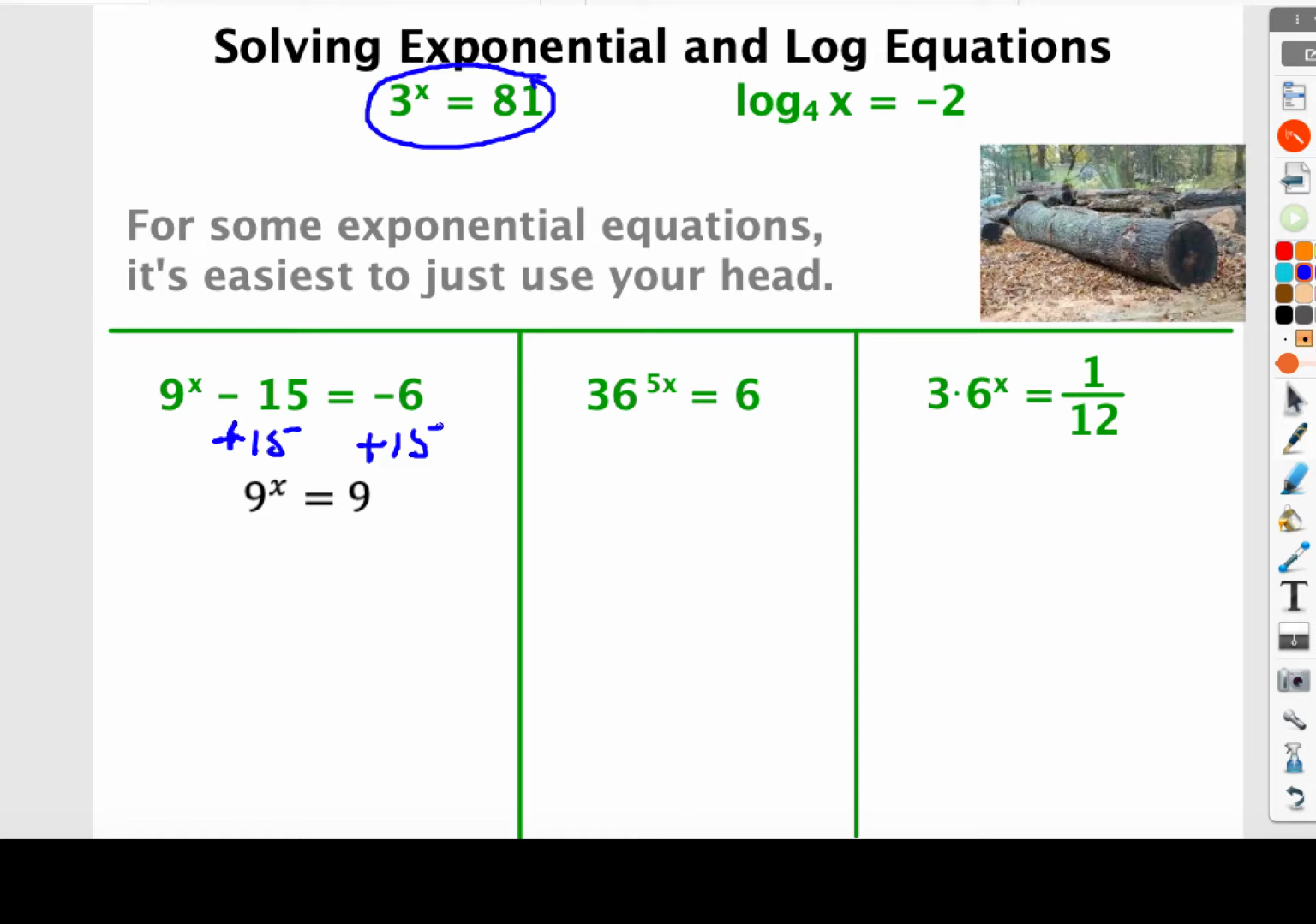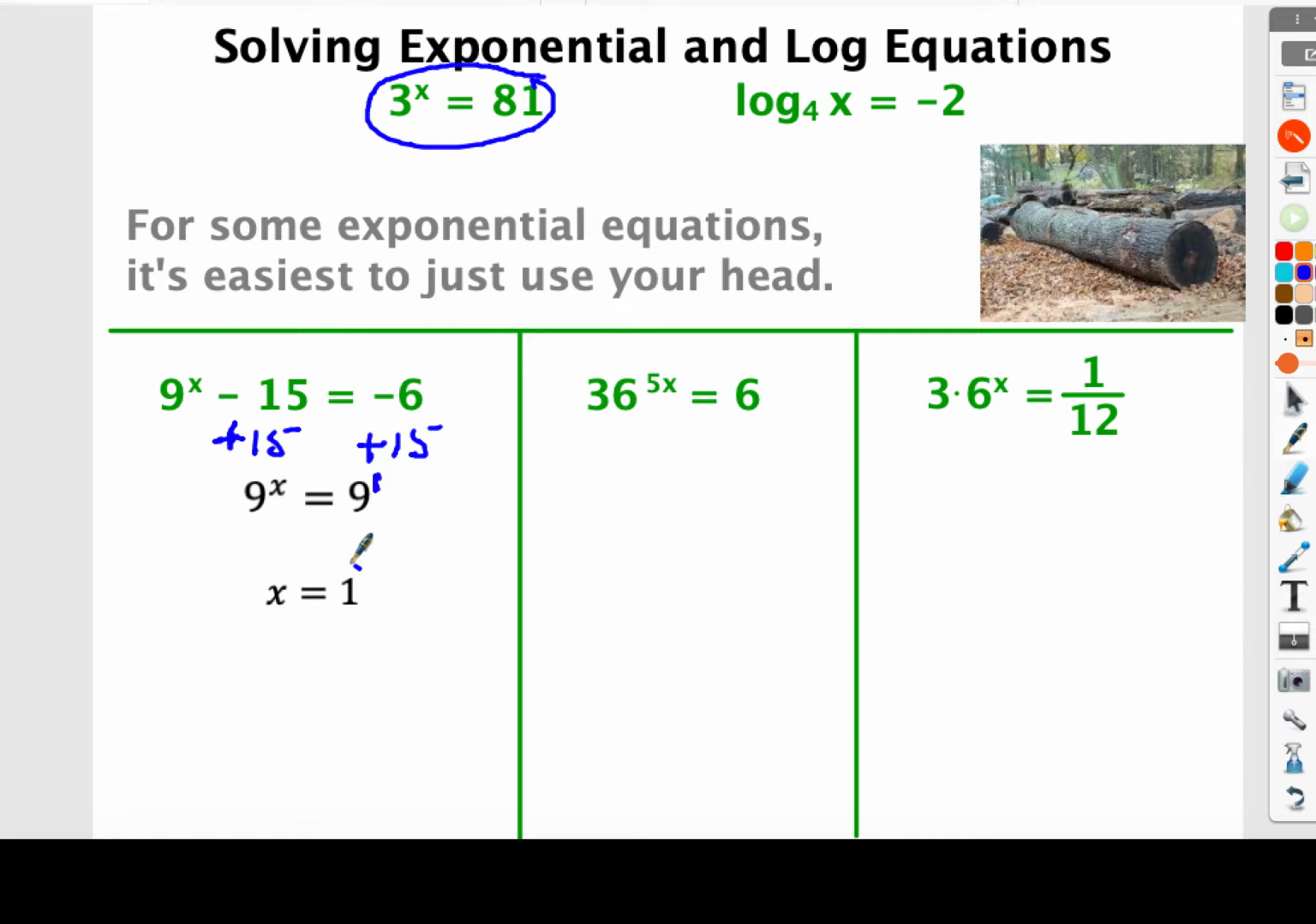And now, here's the big step: how do we get rid of that 9 to the x? How do we get rid of that base 9 so that we have just x? Now, you can do this in multiple different ways, but with this problem, as the directions say, for some exponential equations, it's just easiest to use your head. If 9 to the x equals 9, well, that's really 9 to the first. If 9 to the x equals 9 to the first, you have equal bases. The only possible way that could happen is if x equals 1, if the two exponents are equal.